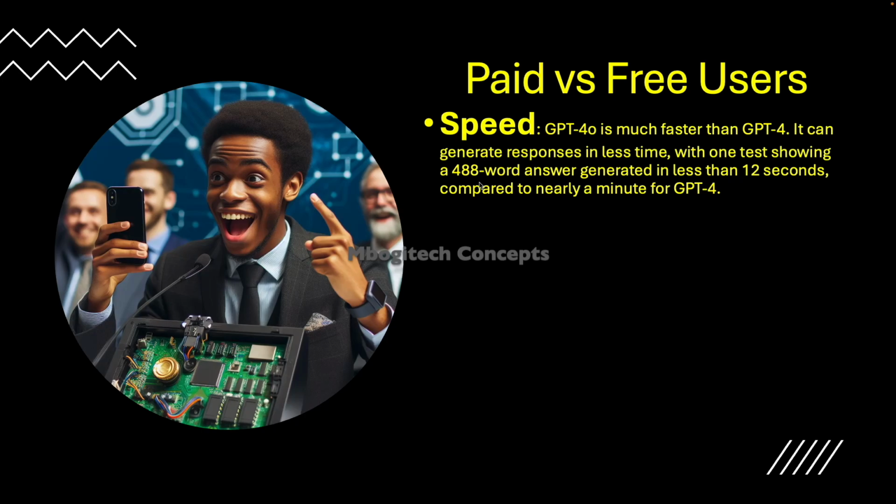So while the level of intelligence is equal to that of GPT-4, the speed is actually faster. Amazing. It says that it can generate responses in less time. So with one test showing a 488 word, man, this is 500 words, that is generated in less than 12 seconds. 12 seconds, guys. Wow, this is crazy.